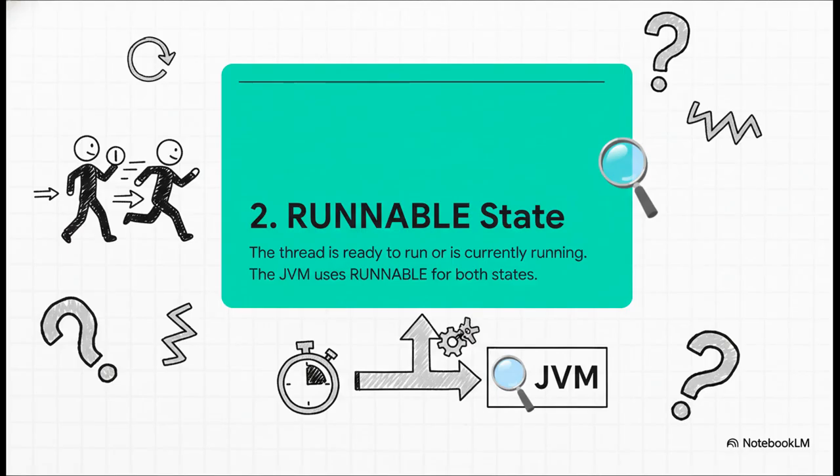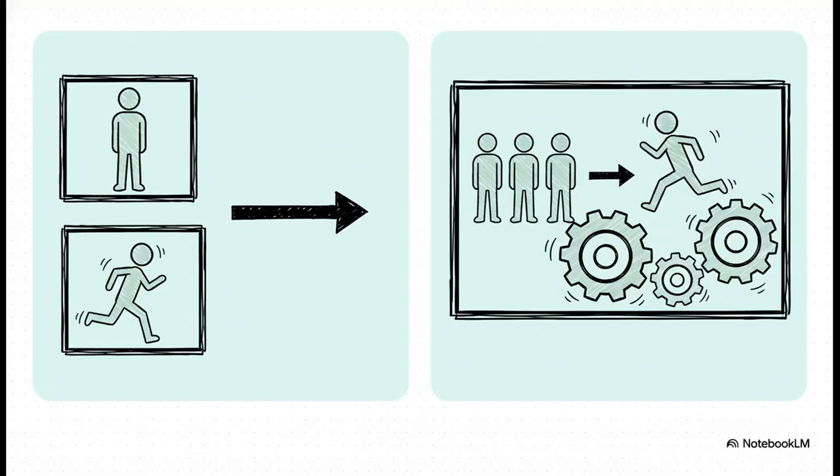When you call start, the thread moves into the runnable state. But hold on, because here's a classic interview trap. You might think runnable means it's running, right? Nope. The JVM actually lumps 2 things together here, a thread that's ready to run and a thread that's currently running. That's right. It's a super common misconception.